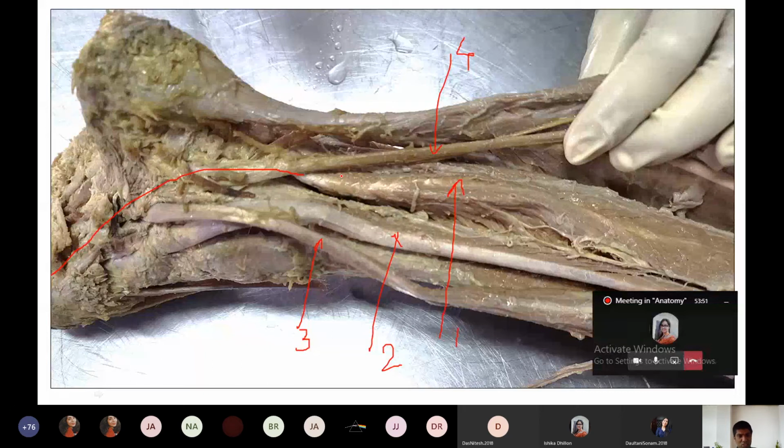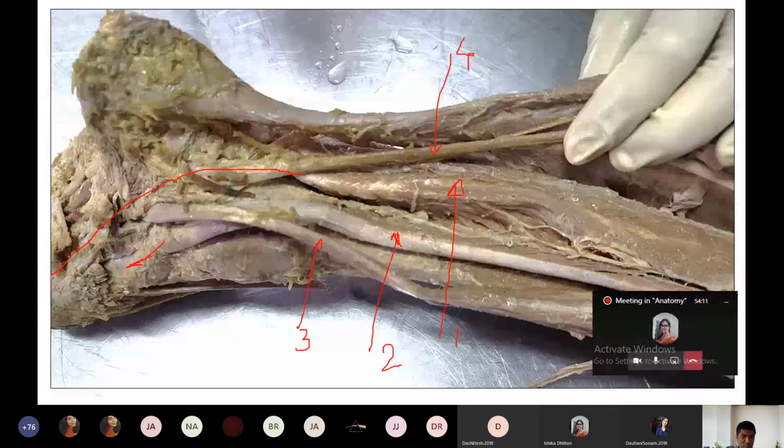In the specimens, you can easily guess it now. So this one is the flexor hallucis longus. Flexor hallucis longus. And here this one is the tibialis posterior. This one is the tibialis posterior.